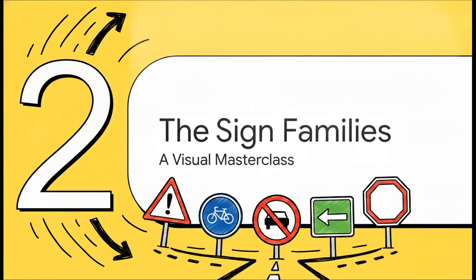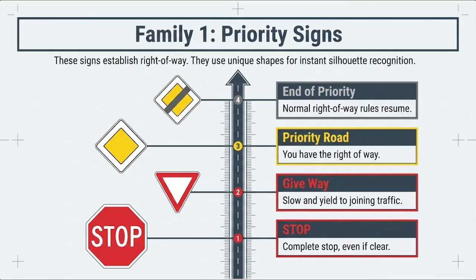Moving on to Section 2, the sign families, decoding the visual masterclass. Okay, Family 1, this is all about priority. Notice how these signs use completely unique silhouette shapes. There's a brilliant design logic going on here. Because right-of-way is quite literally a matter of life and death, you need instant recognition.